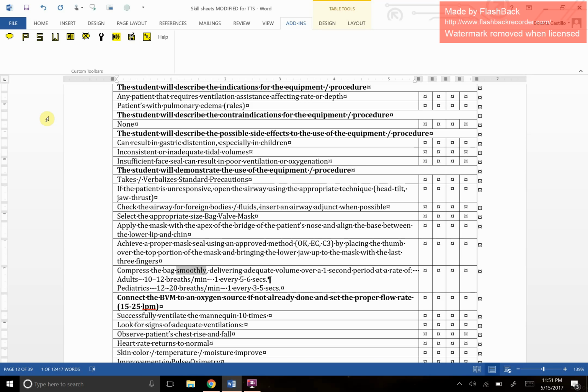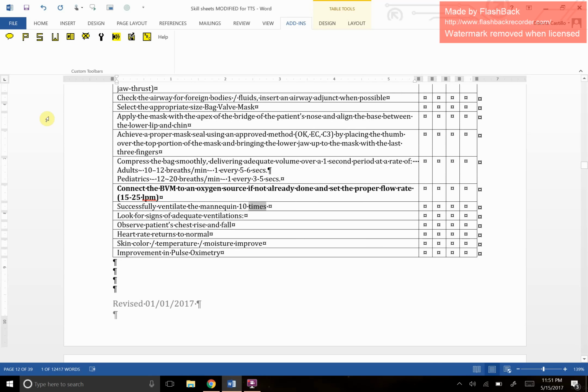Compress the bag smoothly, delivering adequate volume over a 1-second period at a rate of 10-12 breaths/min for adults, 1 every 5 to 6 seconds. Pediatrics 12-20 breaths/min, 1 every 3 to 5 seconds. Connect the BVM to an oxygen source if not already done and set the proper flow rate, 15 to 25 LPM. Successfully ventilate the mannequin 10 times.